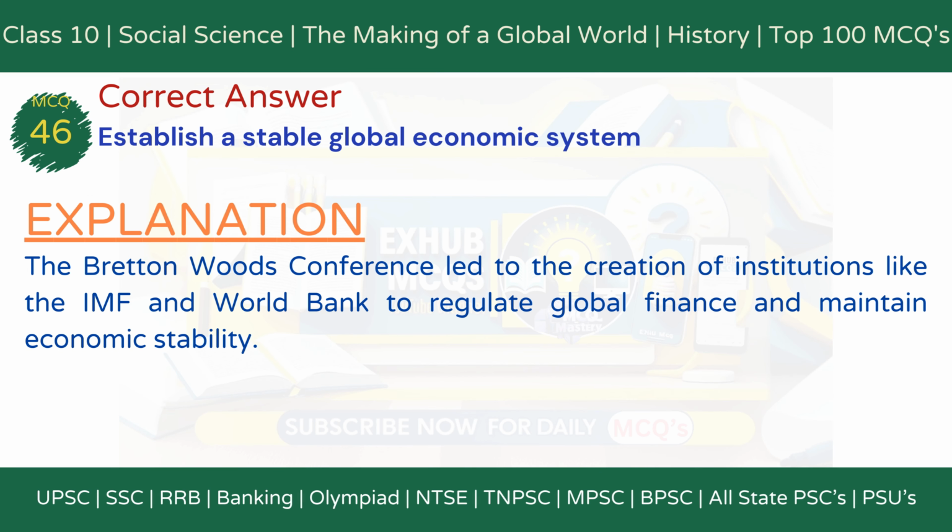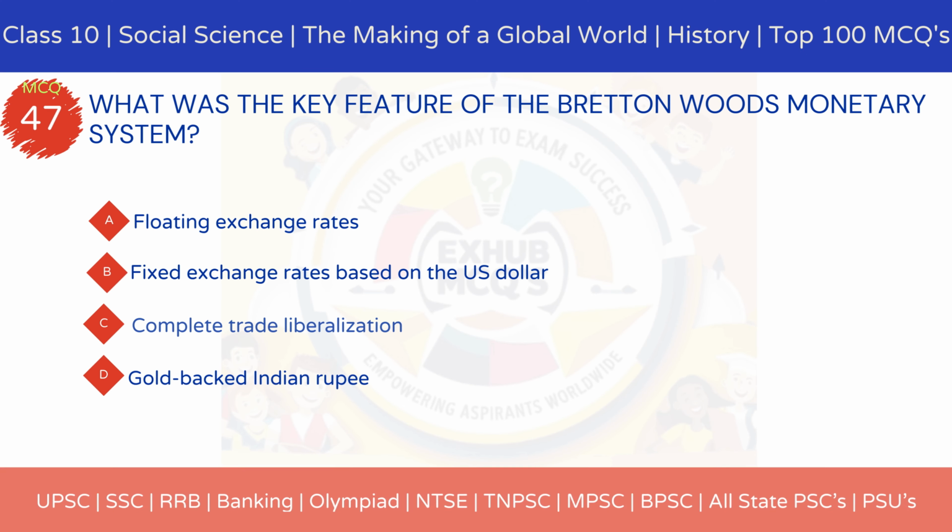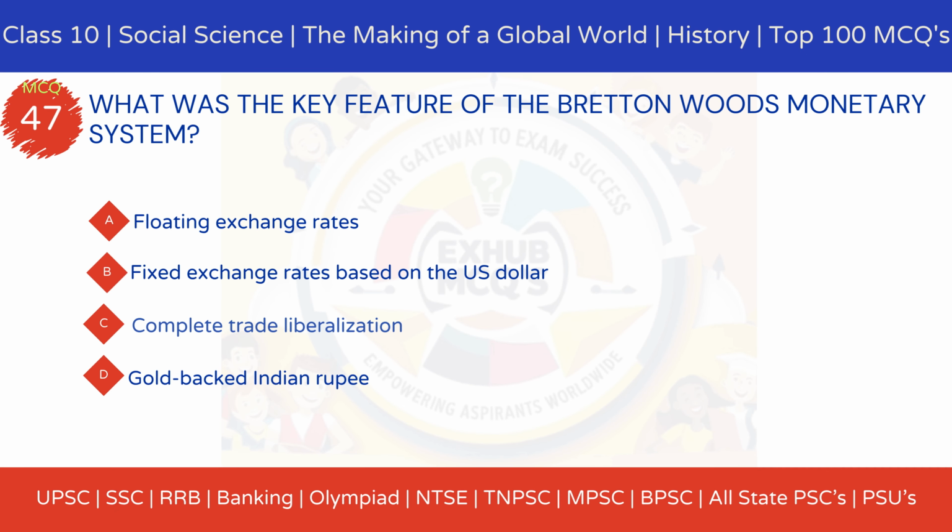The correct answer is Option A. Establish a stable global economic system. Explanation. The Bretton Woods Conference led to the creation of institutions like the IMF and World Bank to regulate global finance and maintain economic stability. MCQ 47. What was the key feature of the Bretton Woods monetary system?